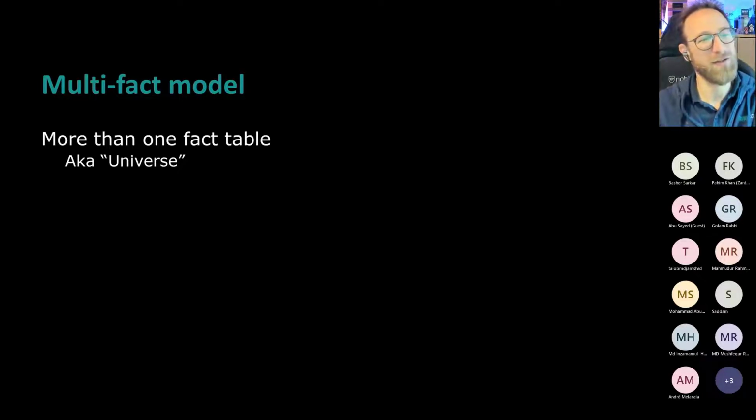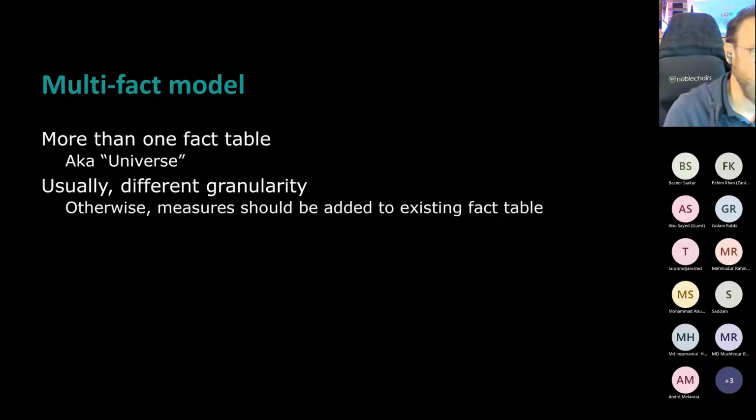But you could have not only one fact table, but several fact tables. And then some people speak about a universe, with multiple fact tables, because there are many fact tables. So one star, several stars form a universe. And you should, again, try to avoid this. If it's not necessary, don't build several fact tables, but sometimes you need to have several fact tables. For example, if the granularity is different.